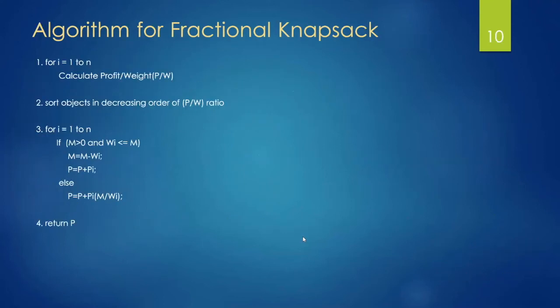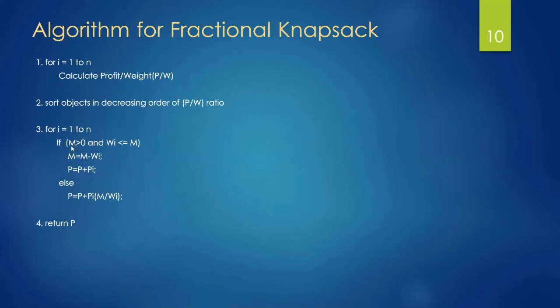Here is my algorithm for this knapsack problem. First step, we use a for loop to calculate profit by weight for each item. In the second step, we sort this value in decreasing order. And the third part, we use again a for loop for each item.